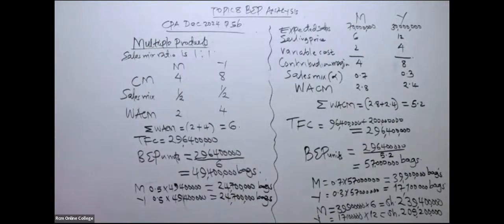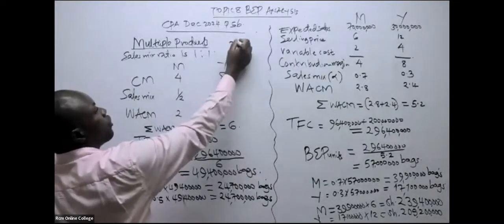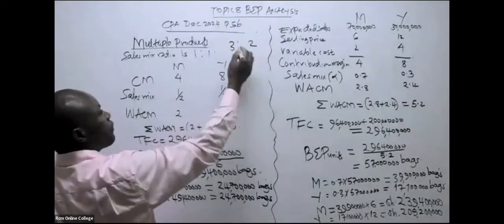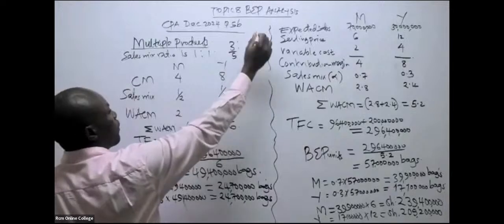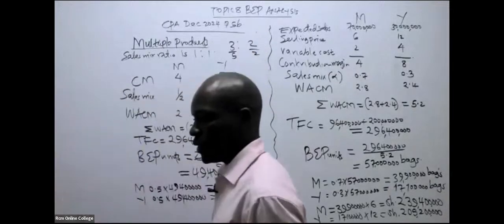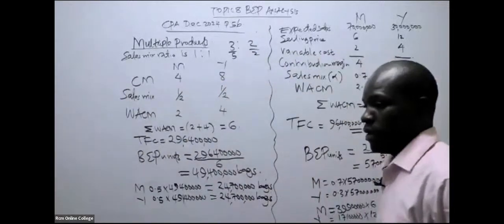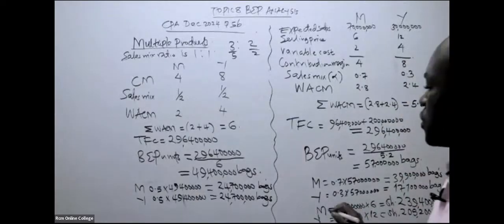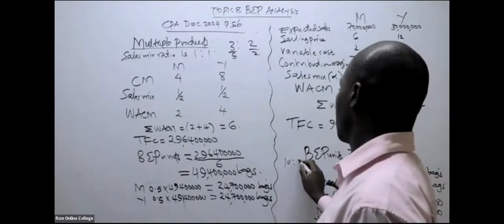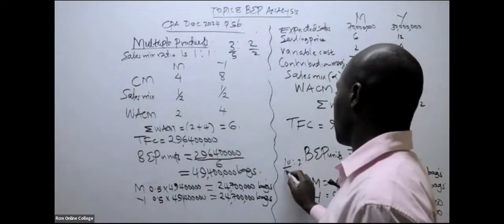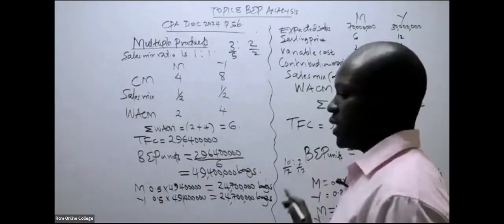Good. Can we get it in shillings? Can we get the ratio like 3:2? If it is 3:2, then 3 plus 2 is 5, so 3/5, 2/5. That is it. If it is 10:7, then 10 plus 7 is 17, so 10/17, 7/17. Just like that.